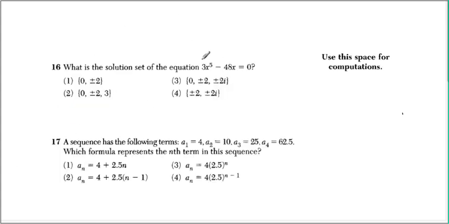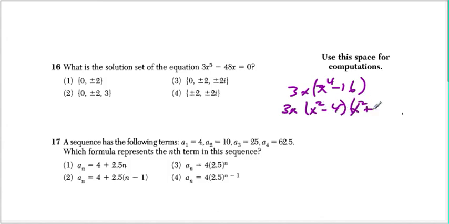Solution set. Alright, so this has to be factored. So we're going to take an x out, and you're left with that. We'll take a 3x out, and you're left with x to the 4th minus 16. So you get 3x, x squared minus 4, x squared plus 4. x equals 0, x equals plus or minus 2, x equals plus or minus 2i, because that's imaginary. So choice 3.